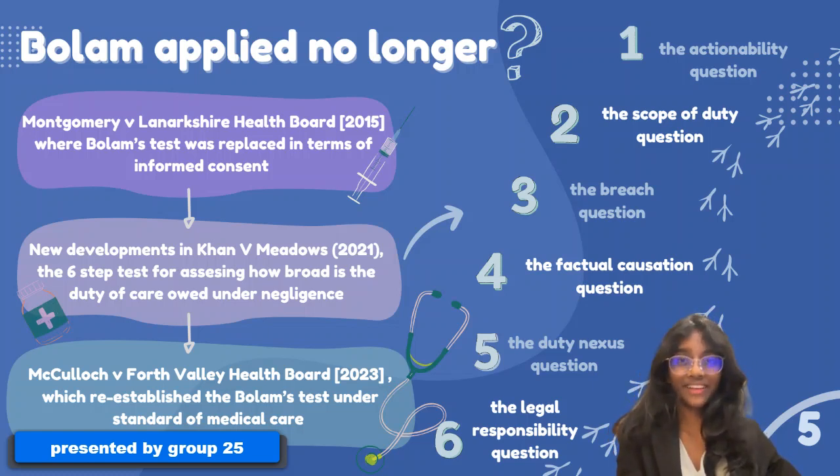So let's take a look at the effects of the case on the development of the standard of medical care. The ruling by the House of Lords for Montgomery v. Lanarkshire Health Board was successful in overturning the precedent of standard of care when it comes to informed consent, as established earlier in Sidaway v. Board of Governors of the Bethlem Royal Hospital. So right now, standards of a reasonable person are prioritized over what a doctor thinks or deems is approved practice. So Montgomery has since then been applied in various cases such as Spencer v. Hillingdon Hospital NHS Trust in 2015.